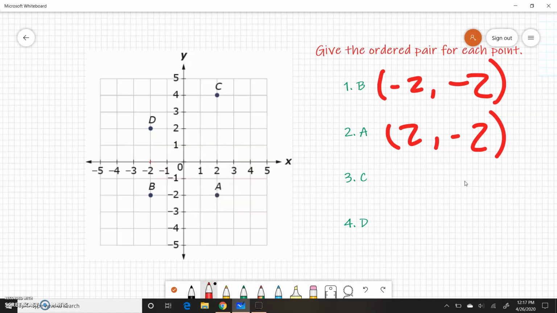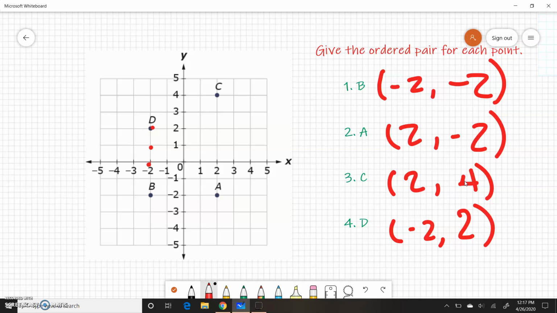Now I look at C and I count over 1, 2. Lots of 2's today. And I count up 1, 2, 3, 4. And they're both positive. So 2, 4. And my last one is D. And I count over 1, 2. But it's -2. So keep that in mind. And I count up 1, 2.